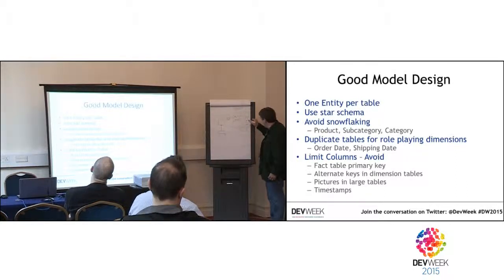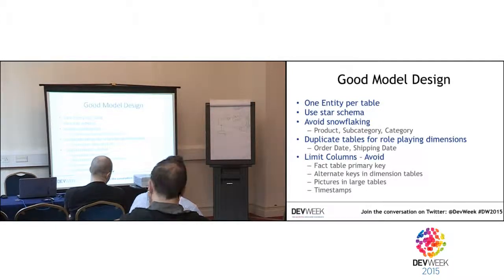You want to pull that in, okay? So the customer address, you want to pull in the customer table. So that's kind of a fine line. You want to normalize, but you don't want to over-normalize, okay?